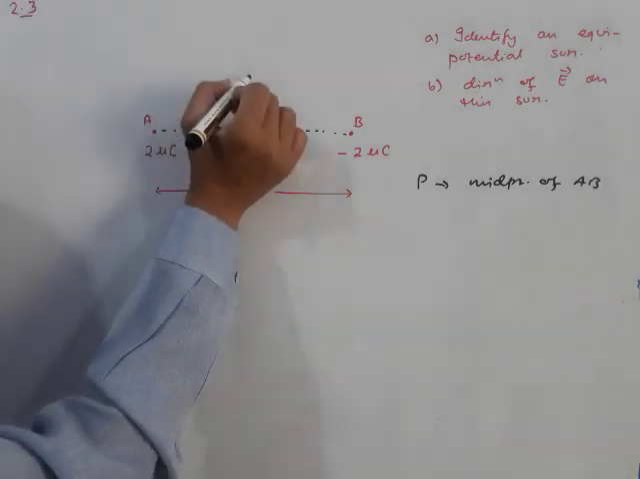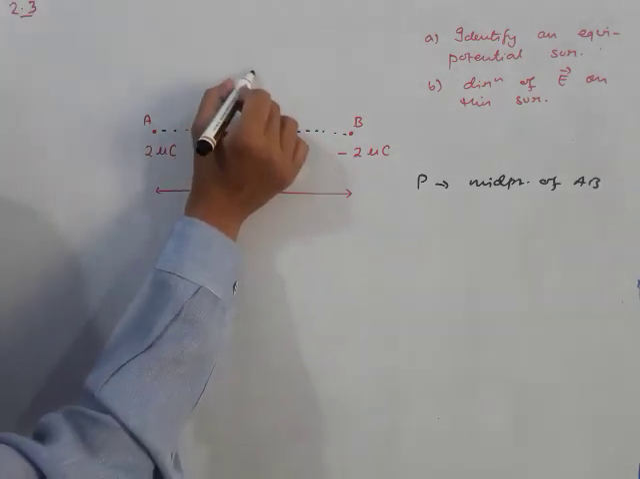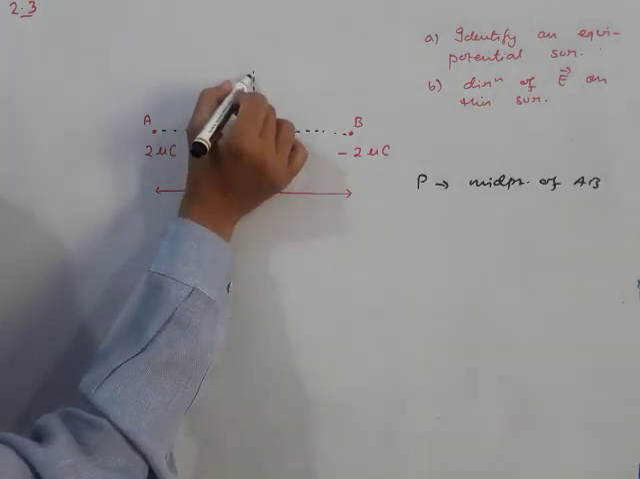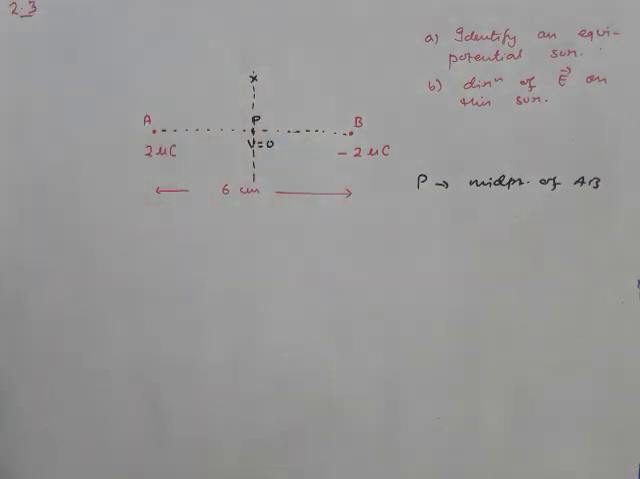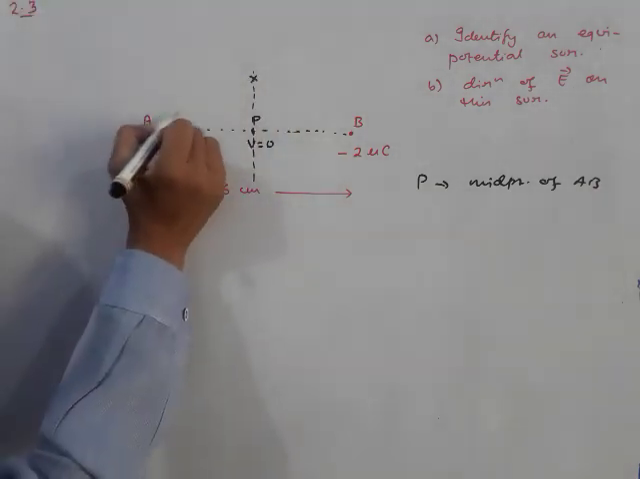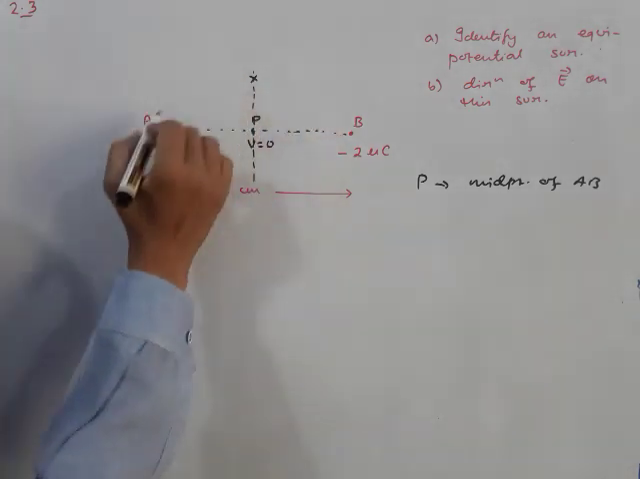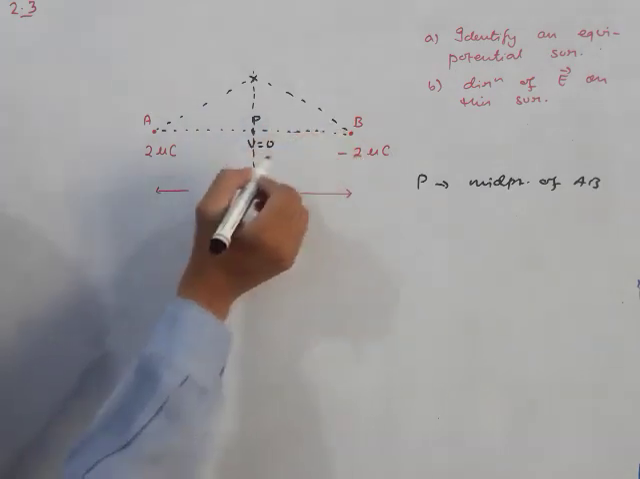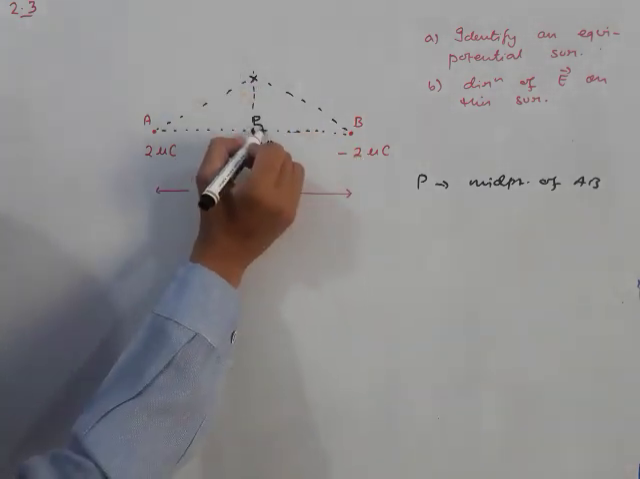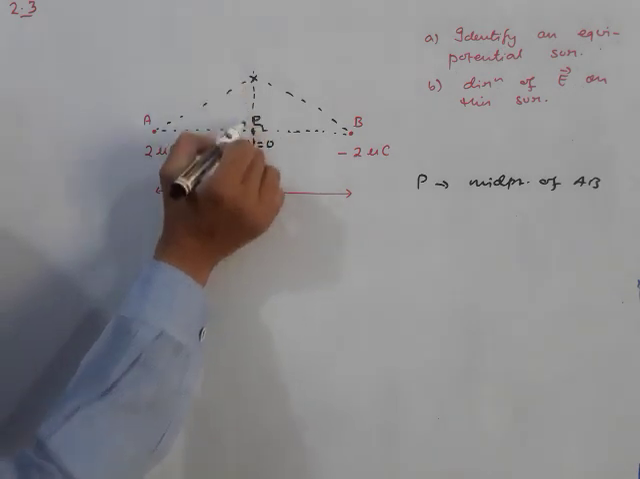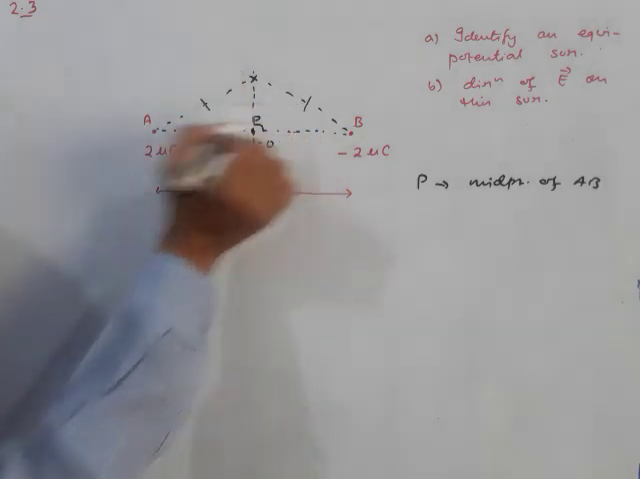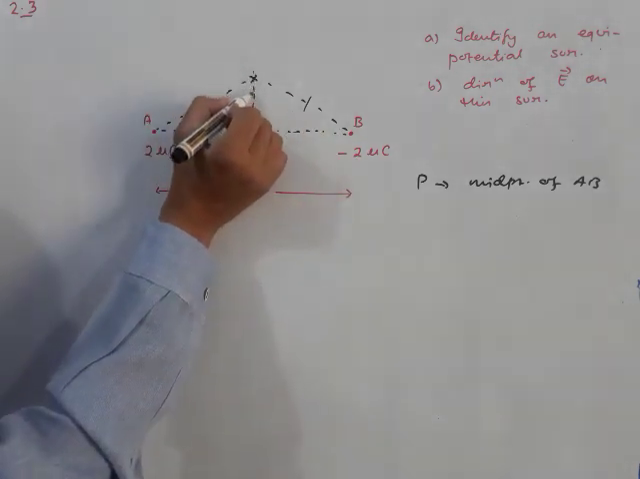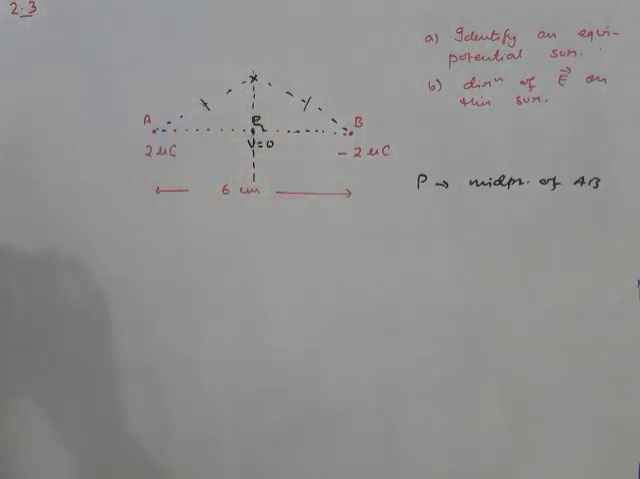Now suppose I draw a line perpendicular to AB passing through P, that means perpendicular bisector. And on that line I choose a point. Will these two distances be same from A and from B? That means I am asking about this distance. Yes, they will be same because this line is the perpendicular bisector of AB. So all the points on the perpendicular bisector are at same distance. Therefore, these two distances are same. Therefore, at all these points, potential will again be 0.